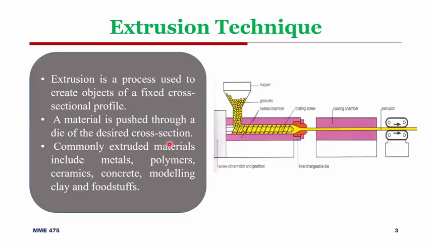So the extrusion method is a process used to create objects of a fixed cross-sectional profile. A material is pushed through a die of the desired cross-section, and commonly extruded materials include metals, polymers, ceramic, concrete, modeling clay, and foodstuffs. And we will make geotextile by this extrusion technique.